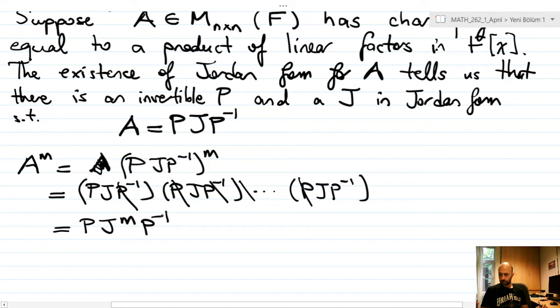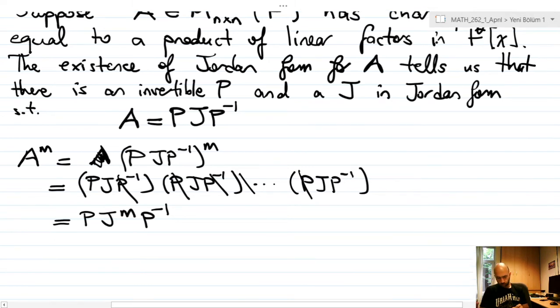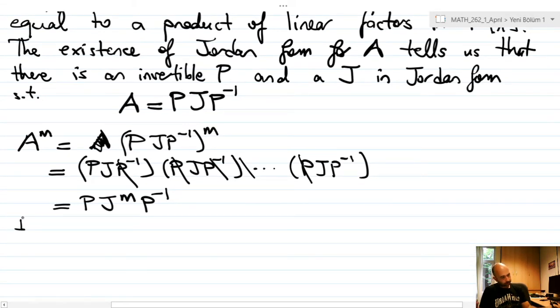Okay. Now, in principle, we know how to compute J and P. So to be able to finish the computation, all that remains is to compute J to the power m. So it remains to compute J to the power m. And let's concentrate on this for a while.